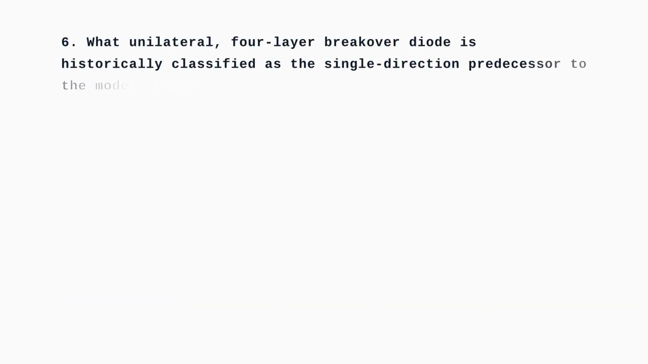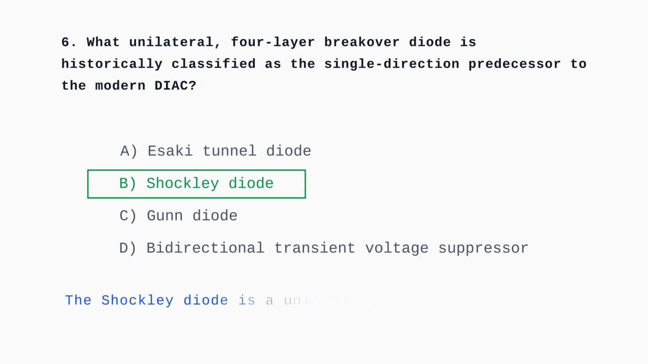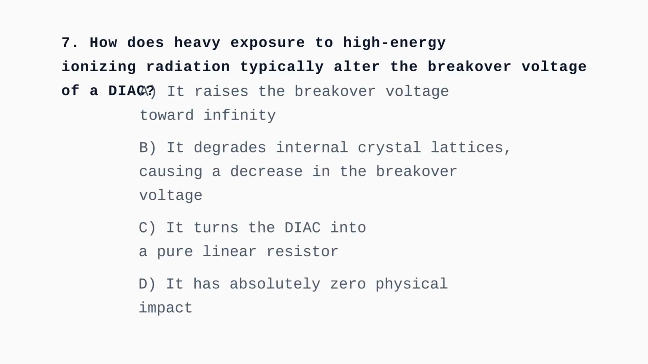Question 6. What unilateral, 4-layer breakover diode is historically classified as the single-direction predecessor to the modern DIAC? The Shockley diode, invented by William Shockley, is a 4-layer PN-PN semiconductor device that exhibits unidirectional breakover switching before latching on. Question 7. How does heavy exposure to high-energy ionizing radiation typically alter the breakover voltage of a DIAC?